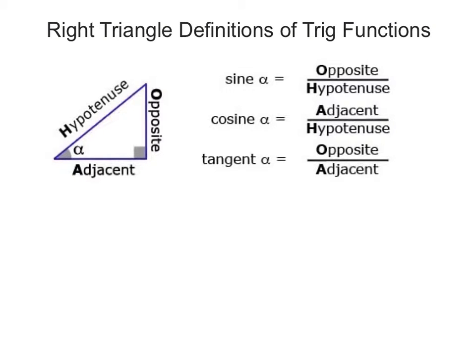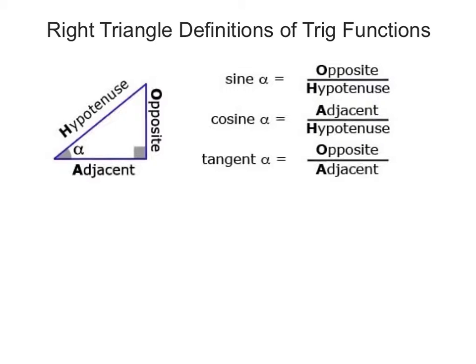Now with trig functions, you've probably seen these defined using the right triangles, the sine of alpha. For some reason, Greek letters seem to be used for angles, but I'm not sure why. But sine of alpha is defined as the opposite over hypotenuse, cosine adjacent over hypotenuse, and then tangent opposite over adjacent.